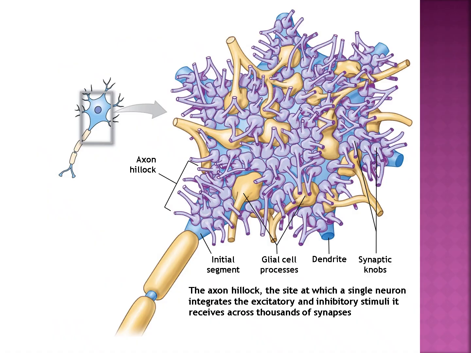Typically, each neuron receives input from hundreds to thousands of other neurons. This picture shows the cell body of a neuron covered with synaptic knobs, in purple, of other neurons. The neuron will add up the excitatory input and the inhibitory input. If there is enough excitatory input to bring the postsynaptic neuron to threshold, then an action potential will be generated at the initial segment and propagated down the axon to the next neuron in the circuit.